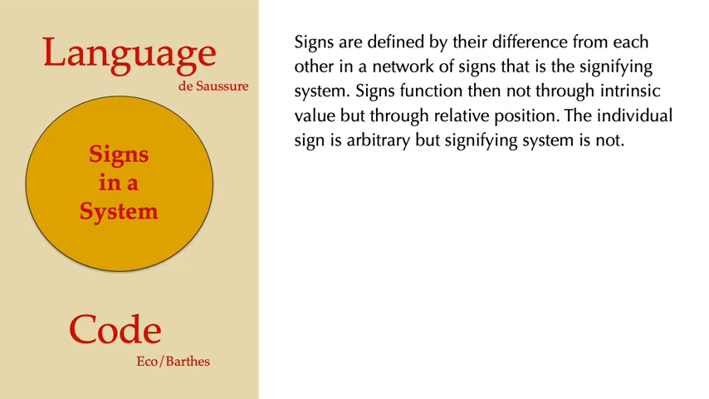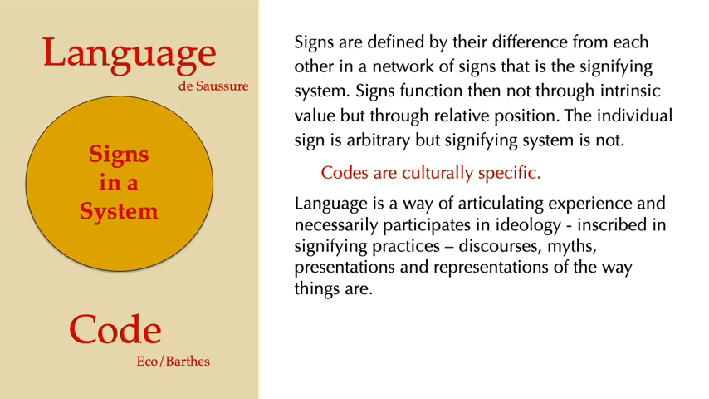Saussure also understood signs in terms of oppositions, so things like black-white, night-day. These signs only make sense in terms of their relative position in opposition to one another. For Eco or Barthes, the system of signs is the code. And codes are culturally specific, just as languages are. So the role of semiotic analysis is to decode the meaning, to figure out what the code is in any given system. Language is also social. It's a way of articulating experience and therefore is necessarily bound up in ideology, inscribed in signifying practices, discourses, texts, myths, presentations, representations of the way things are.